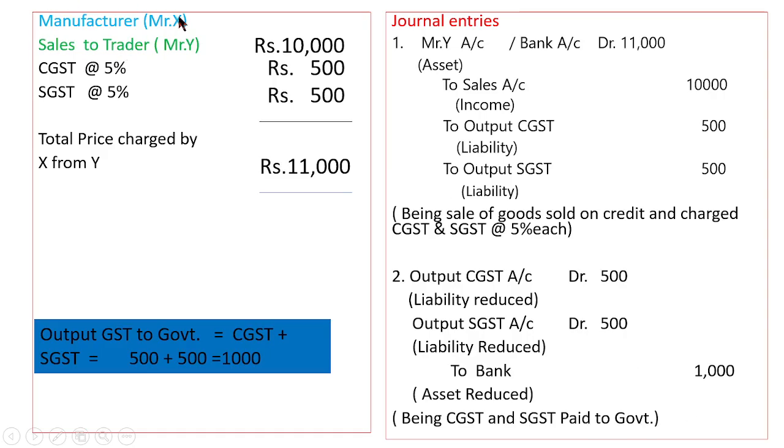So in the books of the seller, that is the manufacturer, he is selling the goods. For him it is sales, and amount received means bank, receivable means the debtor's name, that is Y account. So Mr. Y or bank account debit 11,000, to sales account, to liabilities, meaning output CGST, output SGST, and when output CGST and output SGST are paid, the CGST account and SGST account are debited to bank account.